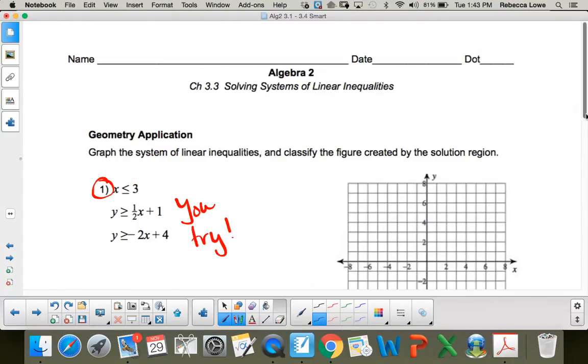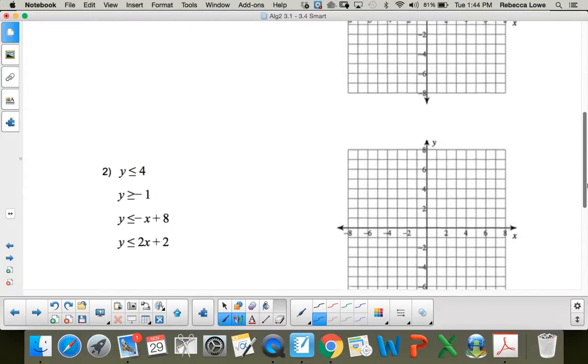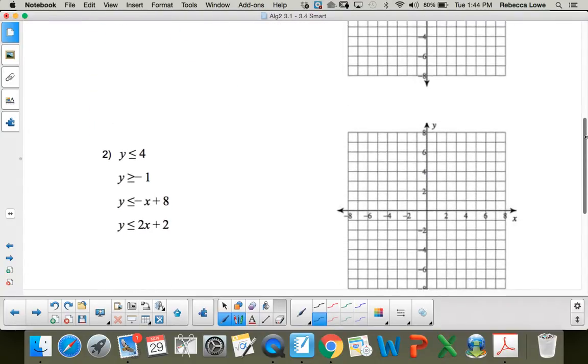Now the geometry application. This is basically graphing the system of linear inequalities and determining what kind of figure is created. Again, you're looking for where the shading overlaps. Number 1, I want you to try on your own, but I'm going to do number 2 with you. Now, I'm going to do it on Desmos, but you need to put it on this graph. I'm going to do it quickly so you can see it on Desmos.